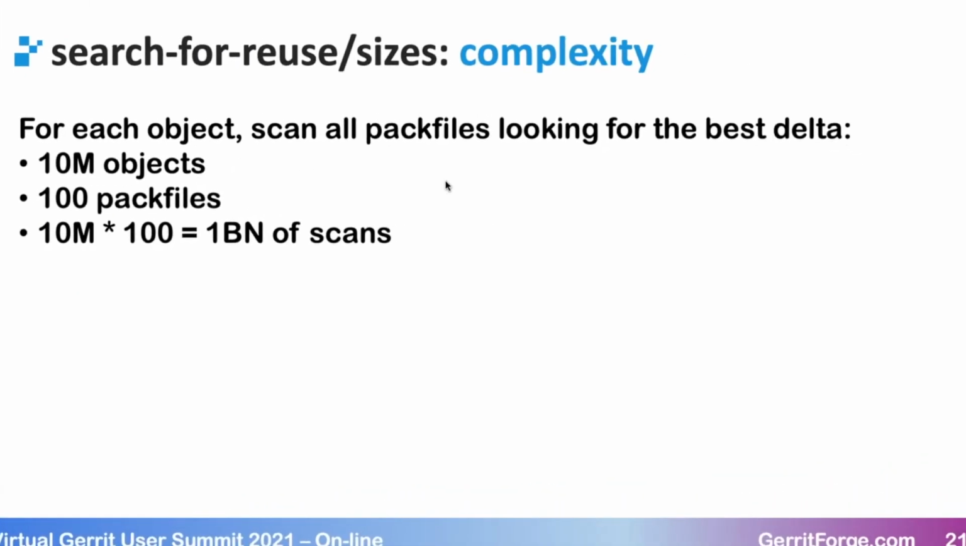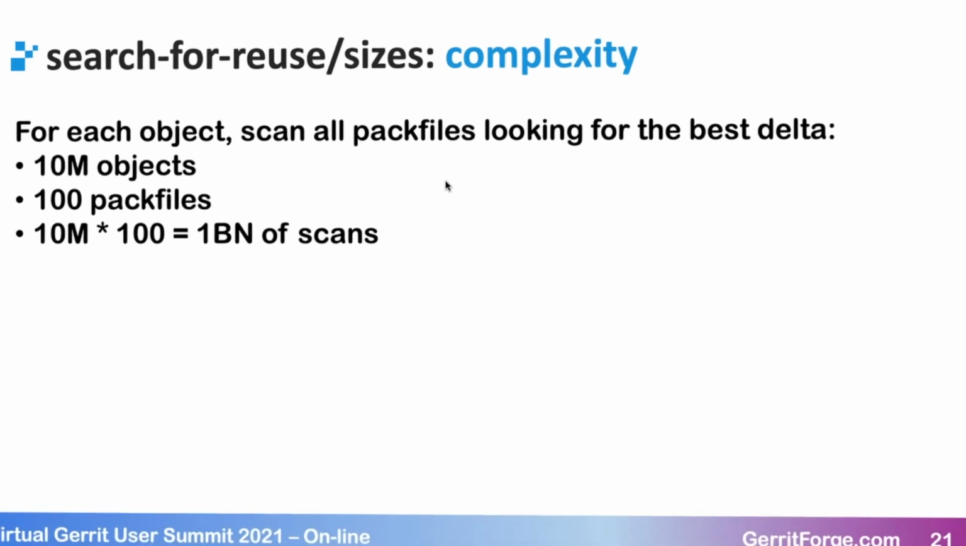Think about if you've got 10 million objects and 100 pack files, and this is not a repo in a bad shape. I've seen repos in a much worse shape. Then, whenever you do a clone, you will need to do 1 billion scans. And that does not just take time, but eats up a lot of CPU on the server side. Because remember that JGit caches the pack file, but caches it in compressed format. So whenever it needs to locate the objects in uncompressed format, it needs to uncompress them in memory. Compressing and uncompressing memory is really CPU intensive.